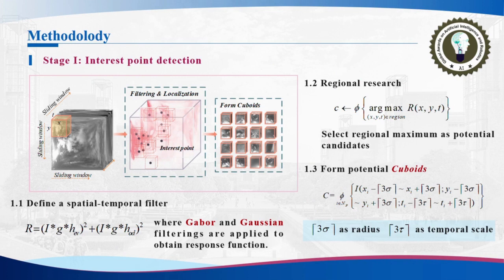It also includes 3 sub-modules. First, we applied a Gaussian filter and 2D Gaussian filters to obtain the response function. The second, we select regional maxima as potential candidates. The third, we consider appropriate spatial and temporal scales to form the potential cuboid descriptor.